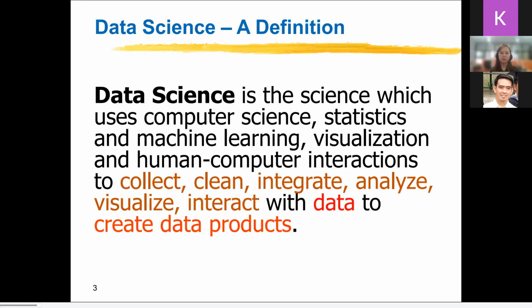So to begin with, I'm going to define data science. You're going to see here the different components that interplay when it comes to doing data science. Basically, data science is the science which uses computer science, statistics, machine learning, visualization, and human-computer interaction to collect, clean, integrate, analyze, visualize, and interact with data to create data products. The very end goal is to create data products.